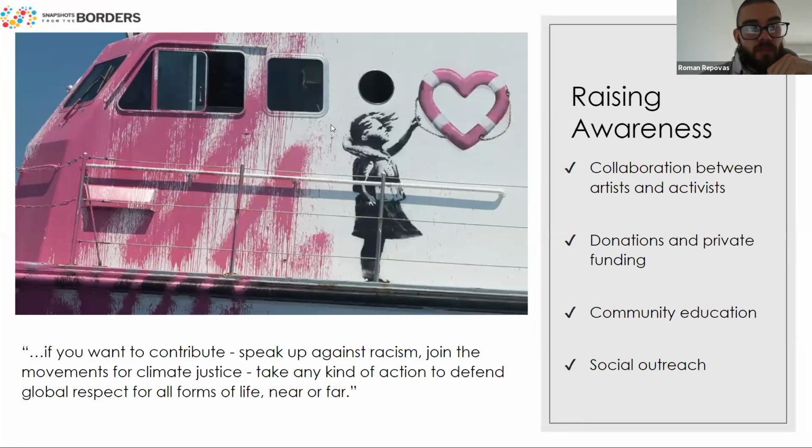And one of the more important parts that's part of their agenda is about contribution to your local community and contribution to the society as a whole. And they're highlighting that people should speak up against racism, join movements for climate justice, and take any kind of action that defends global respect for all forms of life, whether they're near or far. So going beyond your neighborhood, but rather looking at the impact that these activities have also on a larger scale. So besides just raising awareness, they're of course collaborating between artists and activists. They're encouraging donations and private funding, as well as educating people and reaching out within their communities.